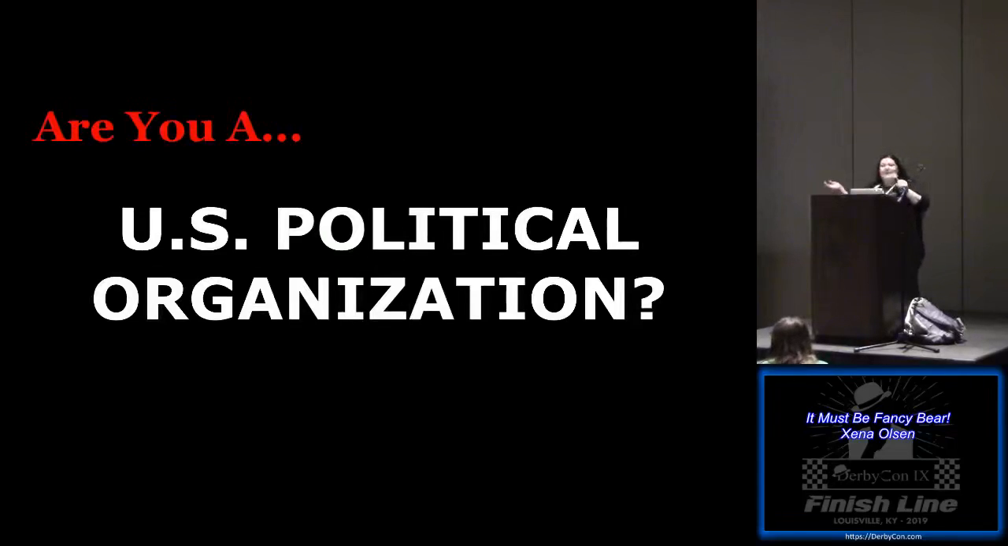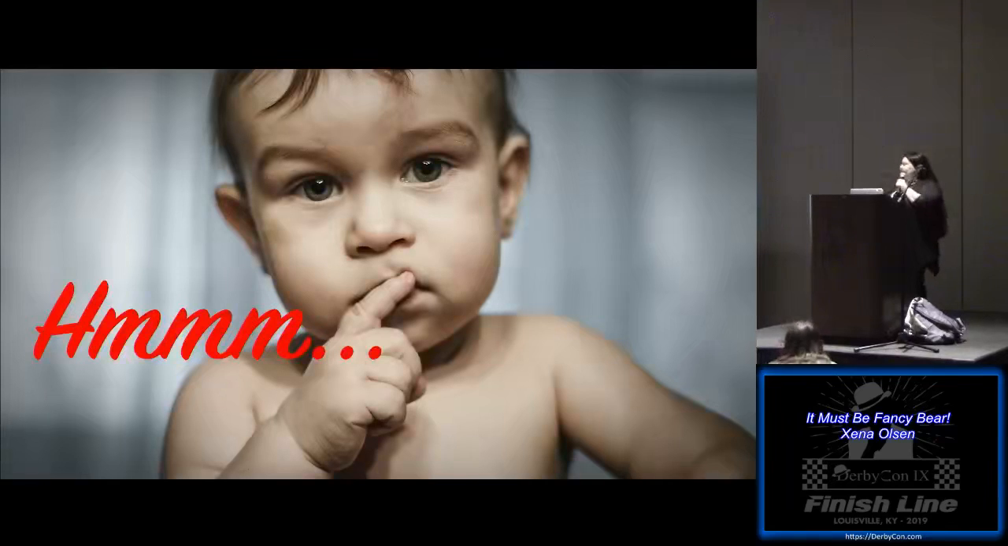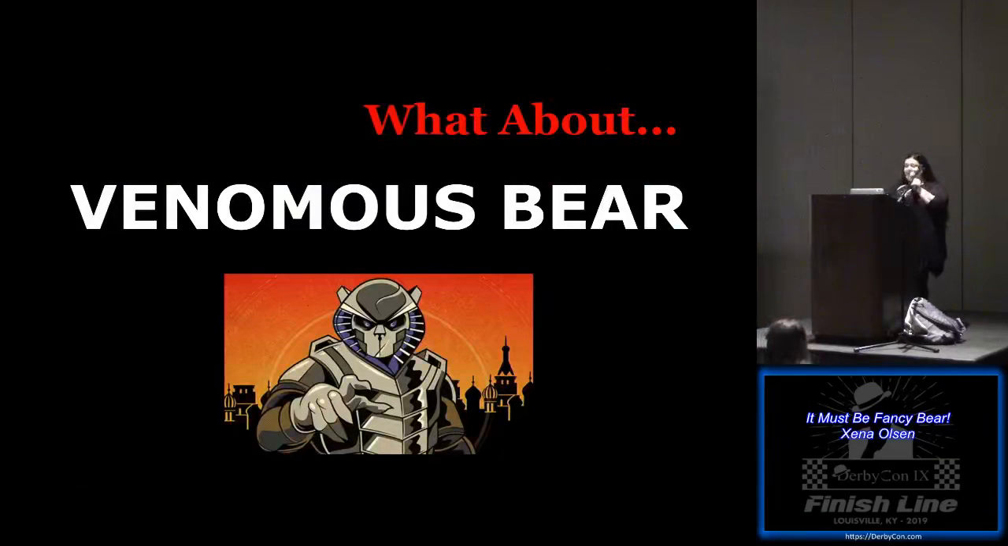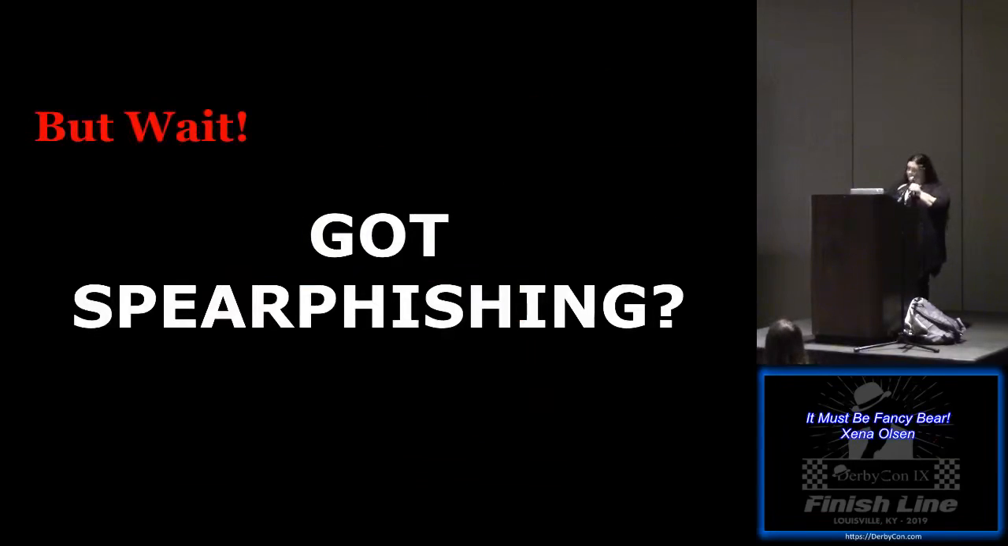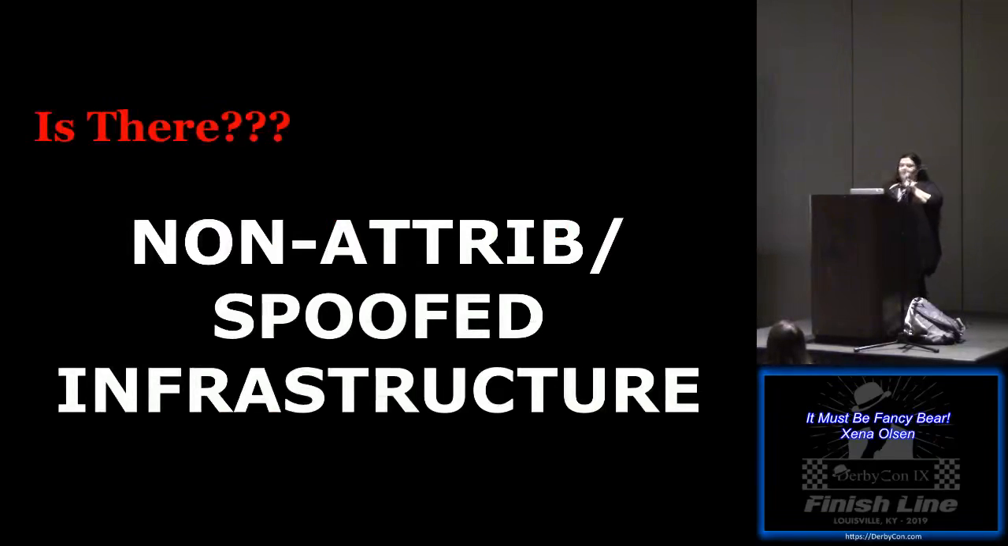So, am I a U.S. political organization? Last I checked, I'm going to say no. So, this makes me think, well, we don't have a lot of the things that are associated with APT28, so maybe it's not Fancy Bear, maybe? So I looked at other bear type threat actors, so it must be Venomous Bear. What about Venomous Bear, right? So we got spear phishing. That's a definite yes. Is there spoofed infrastructure?